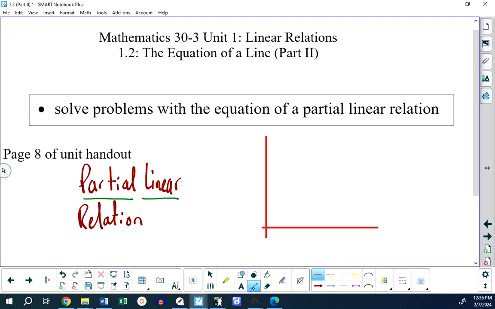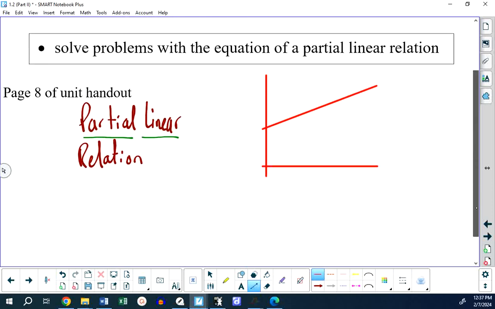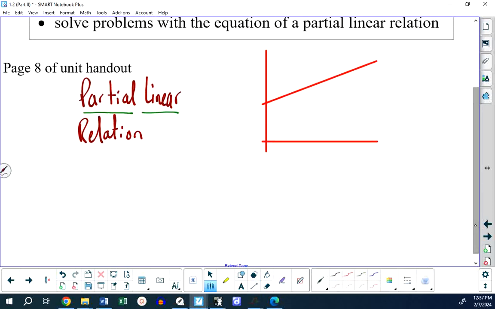So it looks like this. It's still going to follow the same rule in the table that if x is going up by 1 each time, then y might be going up by 5 each time. That is what's telling us that it's linear. The difference is it doesn't go through the origin. So for example, here's an example of a data table that would give us that kind of a graph.